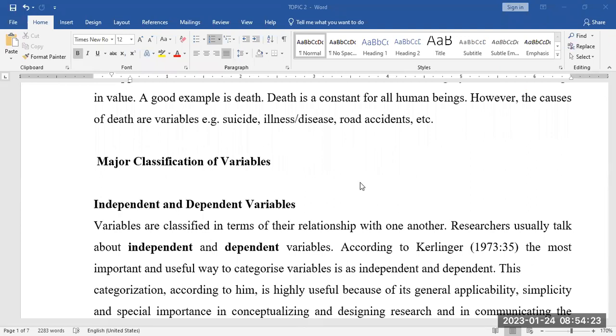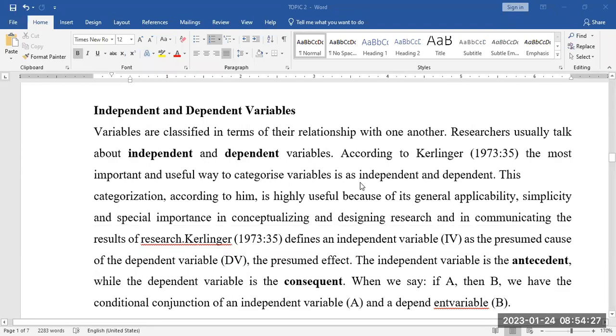We have dependent and independent variables. Variables are classified in terms of their relationship with one another. The relationship between variables is how that helps us classify them. So researchers usually talk about what we call independent variables or dependent variables. The most important and useful way to categorize variables is as independent and dependent variables.